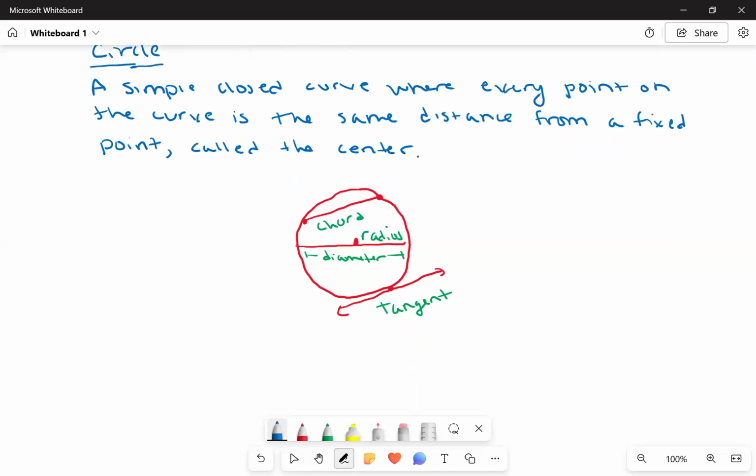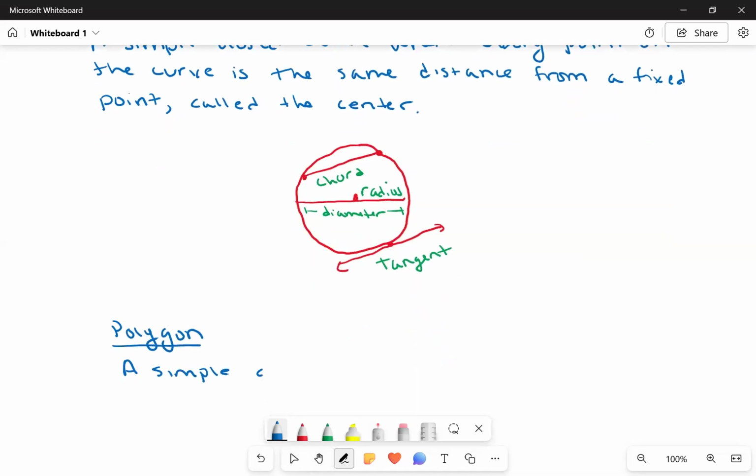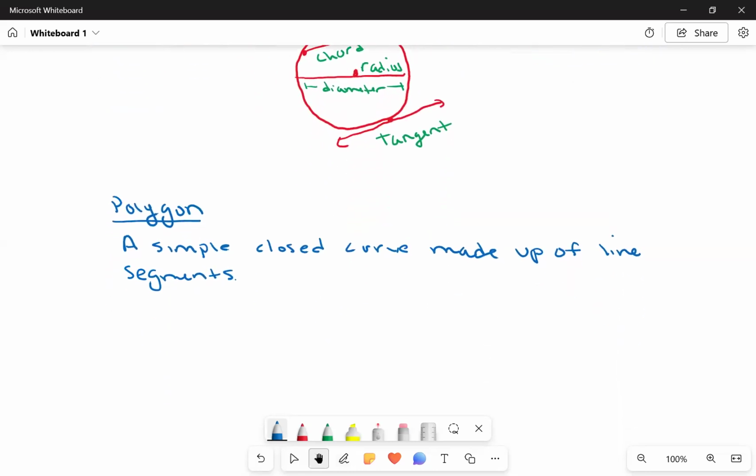The next basic convex set is a polygon. And I really hope you recognize that. This is a simple closed curve made up of line segments. Also pretty basic. Now we have quite a few polygons, so let's go through them.